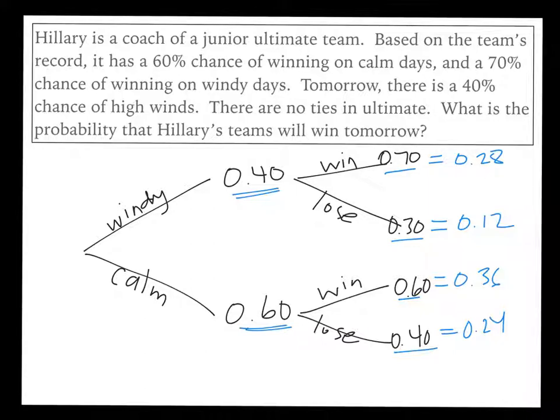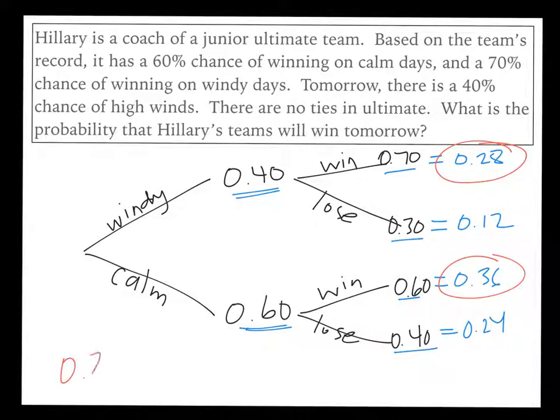But it's really important that you read the question and you answer the question. This is another situation where a lot of times people will just draw this and they'll be like, I did it, there it is. You need to read the question and answer the question. So the question says, what is the probability that Hillary's team will win tomorrow? There's more than one branch of this tree that has winning, right? So what two numbers do I have to look at if I care about her winning? 0.28 and 0.36. So what I have to do for my answer is add those up together.